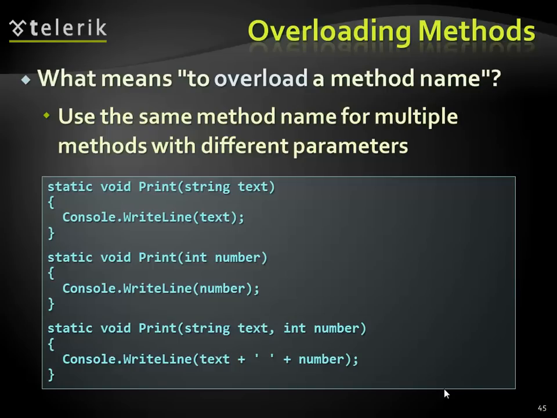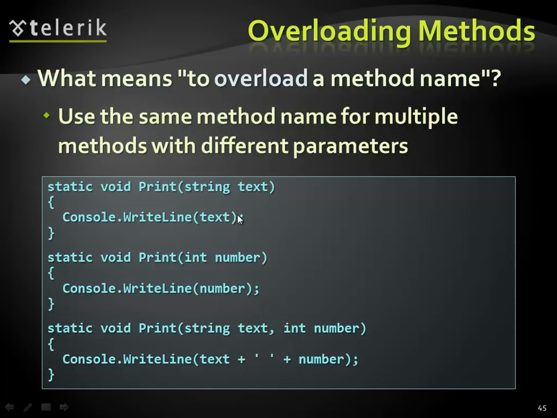So, overloading methods is an important part of every object-oriented language, and it also gives a big flexibility for the users of your functions. We've seen overloaded methods, for example, in the console write line, because we saw that console write line has many options. It can receive string, it can receive int, it can receive float, and all kinds.